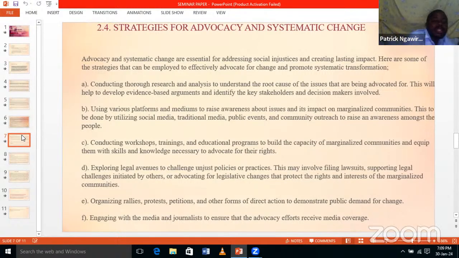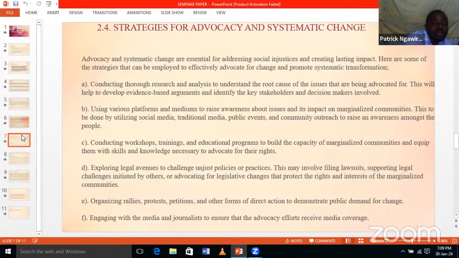Another point is strategies for advocacy and systematic change. So advocacy and systematic change are essential for addressing social injustice and creating lasting impact. Here are some of the strategies or ways that can be employed to effectively advocate for change and promote systematic transformation. The first one is conducting research and analysis to understand the root cause of the issue that is being advocated for.